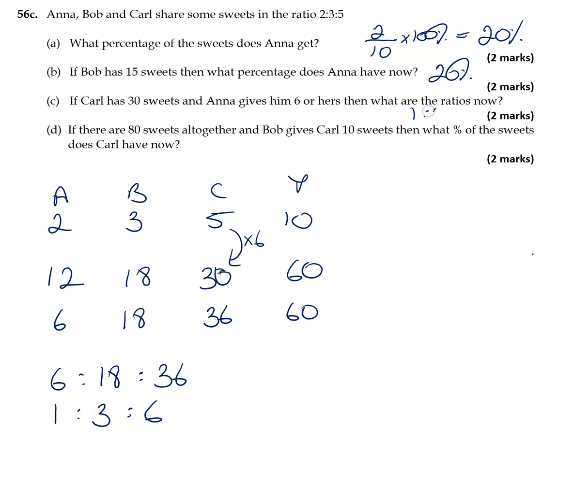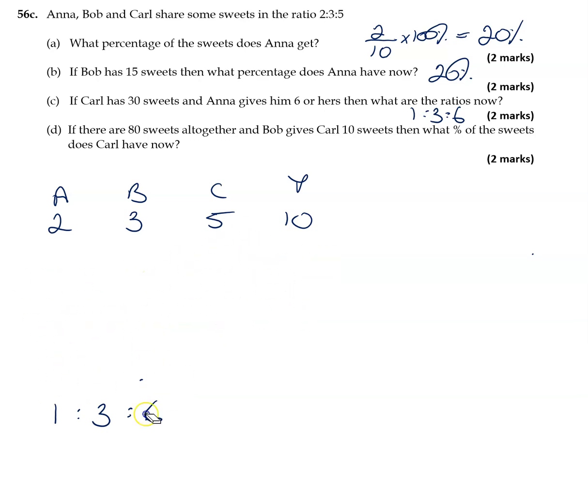So 1, 3, 6. And part D, so again we clear them off. It's like several questions in one here. If there are 80 sweets altogether, so we know there's 80, so let's work with that first. That's 8 times as much. So that's 40, 8 3s are 24, 8 2s are 16.